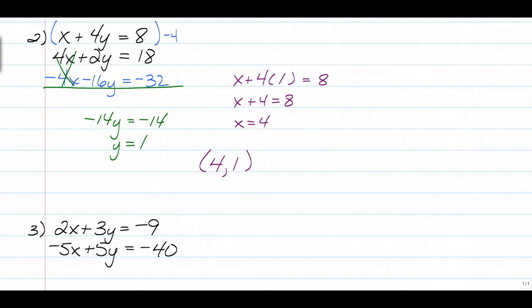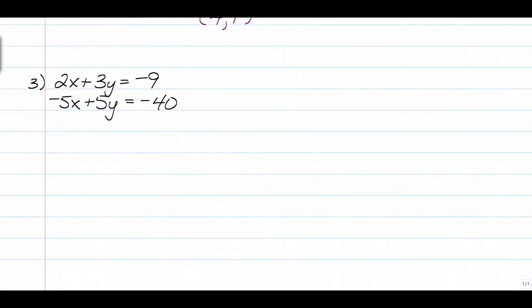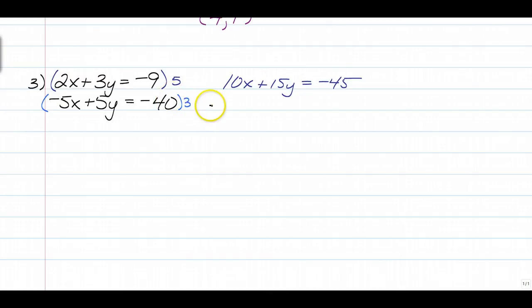Okay? And for the last example, this is one where you would need to multiply both the top and bottom by something to get our opposite variables. So if we were to multiply the top by a positive 5, that would give us 10x plus 15y is equal to a negative 45. And if we were to multiply the bottom by a positive 3, that would give us negative 10x plus 10y is equal to a negative 80.